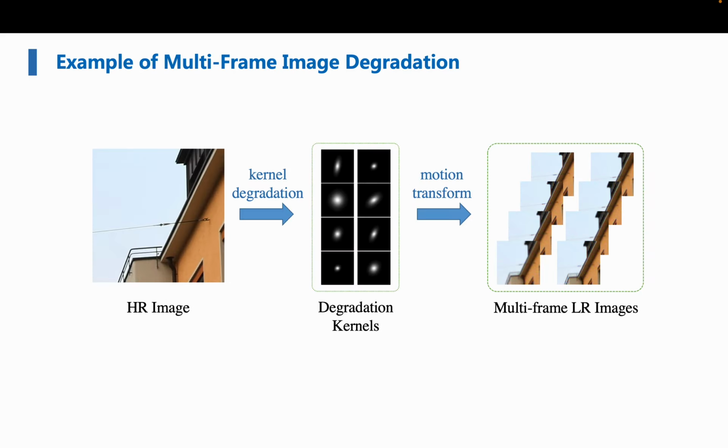A simple example of multi-frame image degradation is shown in the figure. The HR image is downsampled with different blur kernels and motion transforms.